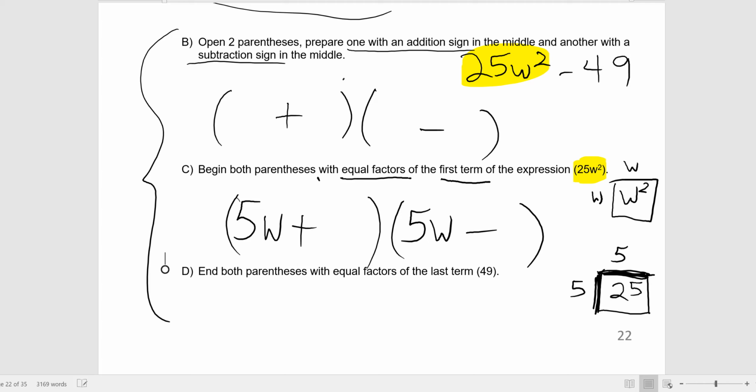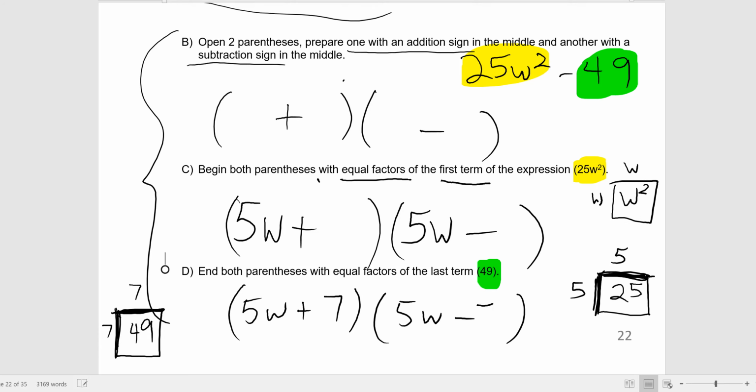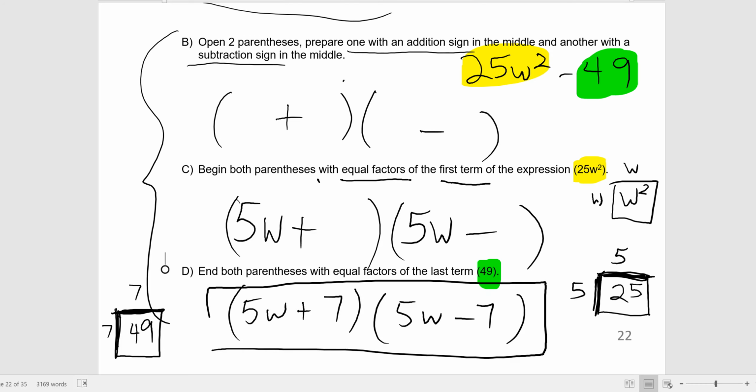Okay, and then last but not least, end both parentheses with equal factors of the last term. So this is what I have so far, right? 5w plus, 5w minus. My last term is the 49. 49 is also a square, right? If I have a square with an area of 49, what are the two equal factors? Right, 7 and 7. And this is how we factor by DOTS factoring.